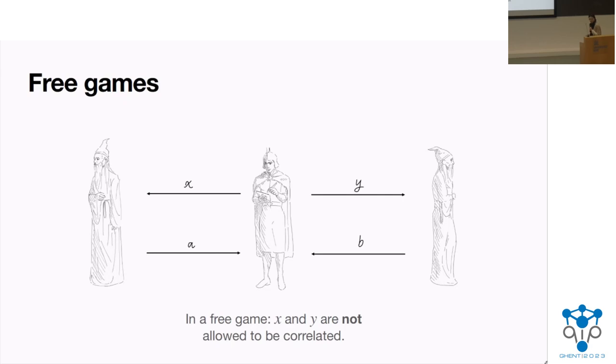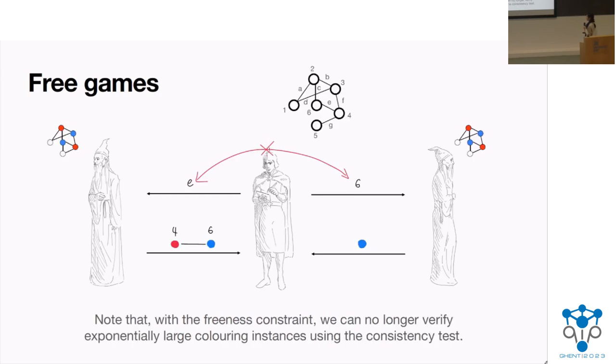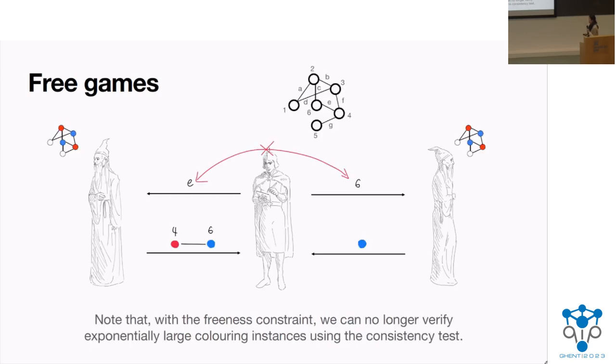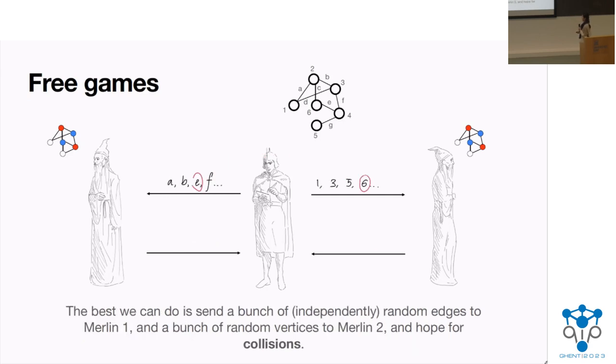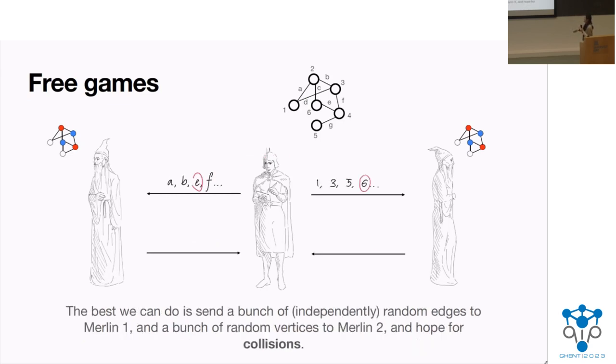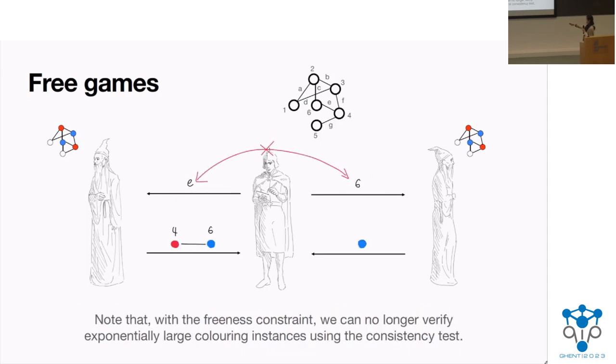Okay, so now let's talk about free games. In a free game, X and Y are not allowed to be correlated. So basically Arthur has to sample X and Y independently. Note that with this constraint, we can no longer verify exponentially large coloring instances using this consistency test paradigm that I just introduced. The best you could do is a strategy that depends on sending an edge and then sending a vertex that's correlated with the edge. It's one of the vertices on the edge, right?